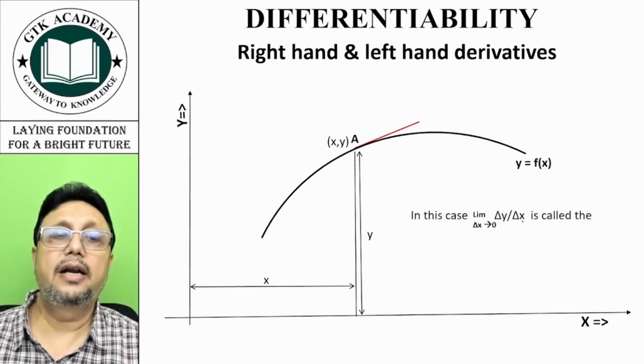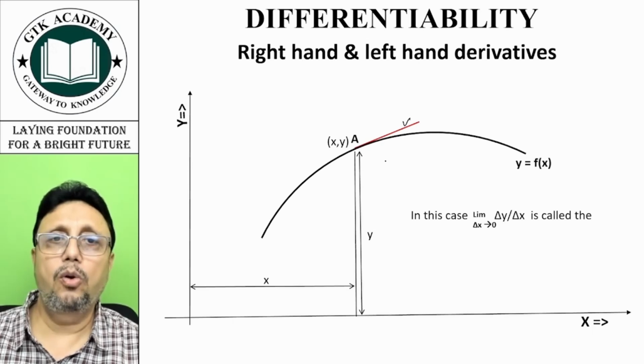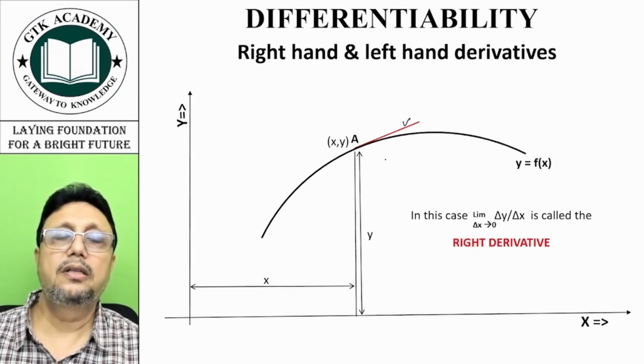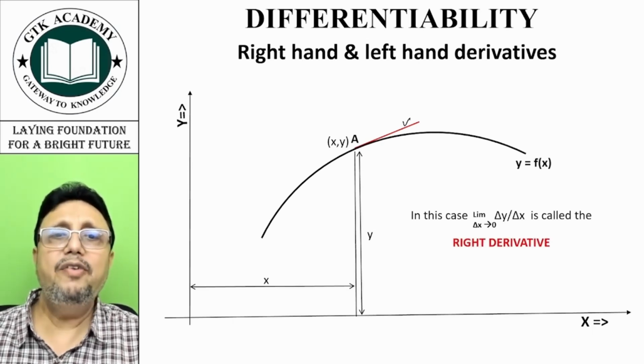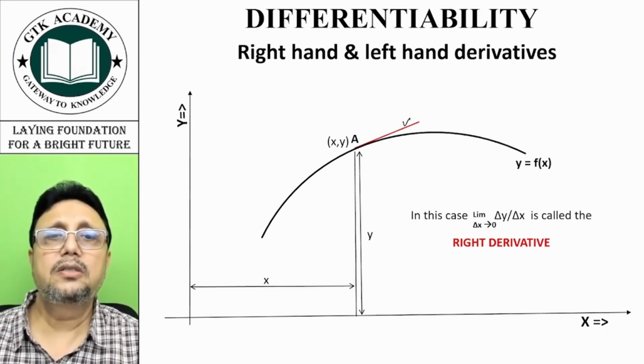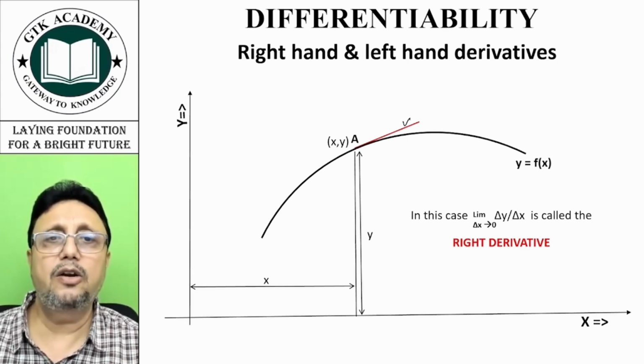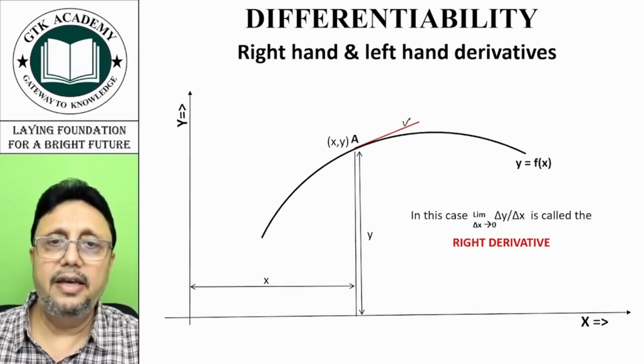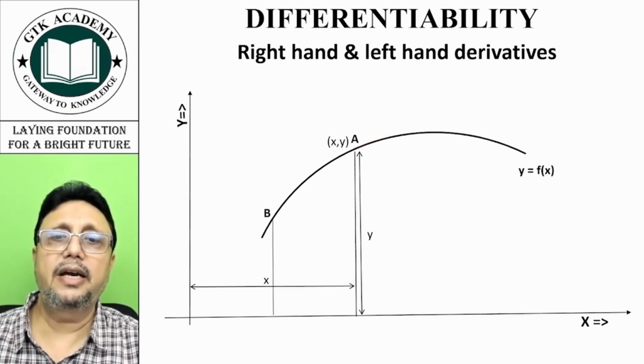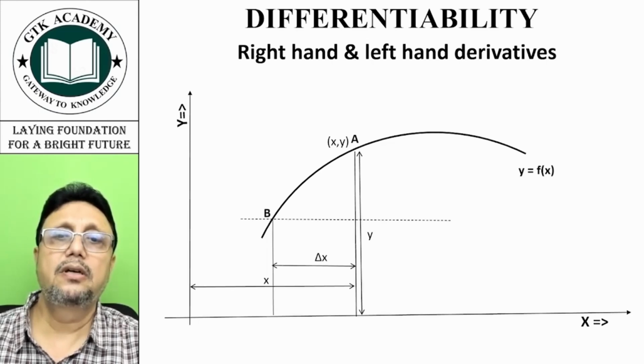at that time, limit delta x tends to 0 of delta y upon delta x is the slope of this red line. This slope is called the right derivative. Why do we call it the right derivative? Because we took B on the right side of A, and then we move B closer to A. Similarly, if we take B on the left side, like this, so this is delta x, this is delta y, we join AB, and again we move B closer to A.